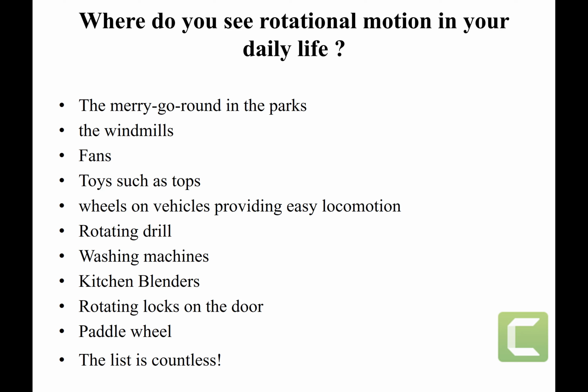Where do you see rotational motion in your daily life? Probably when you drive your car, that's where you see rotational motion first. Merry-go-rounds in the parks, the windmills, the fans, the microwave in the morning, where the rotating table rotates, that's rotational motion. Even opening the door is a rotational motion because it's on its hinge, and once you push it, it traces a curve. So there are many other countless examples.